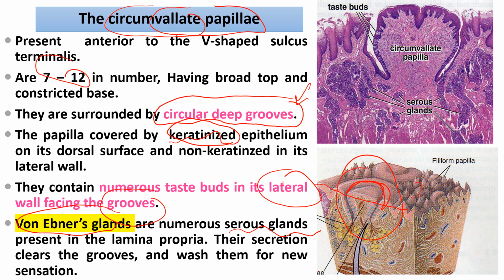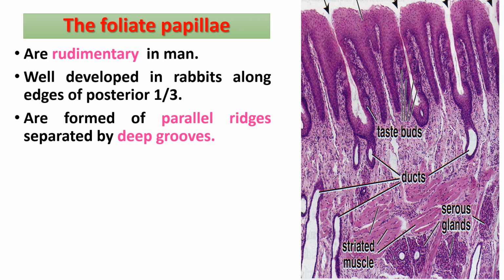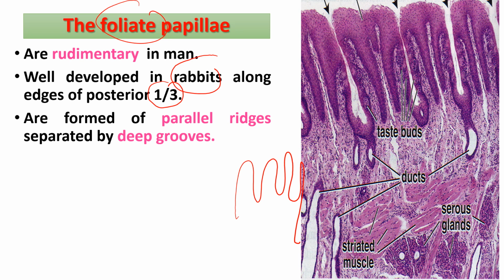Let's go to the fourth and final type of papillae. It is not present in humans. It is rudimentary in humans. They are only present in animals like the rabbit. This papilla is called the foliate papilla. Foliate papillae are leaf-like, so they are called foliate. They are present along the edges of the posterior third of the rabbit tongue. They are formed of parallel ridges of connective tissue. These are separated by deep grooves in between the papillae.